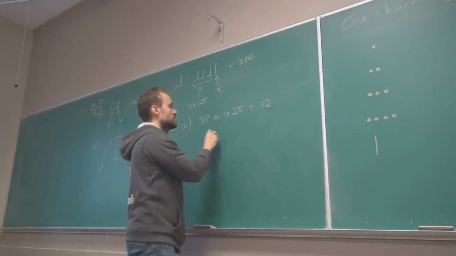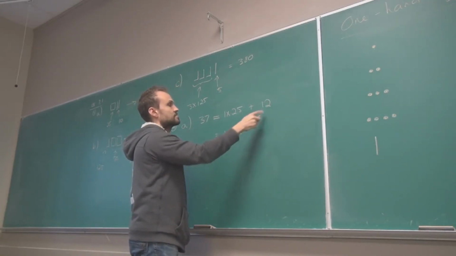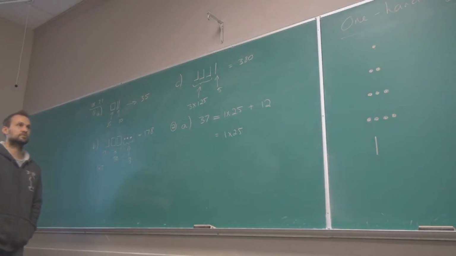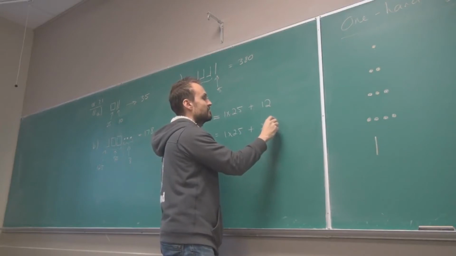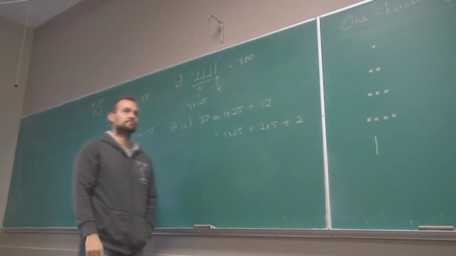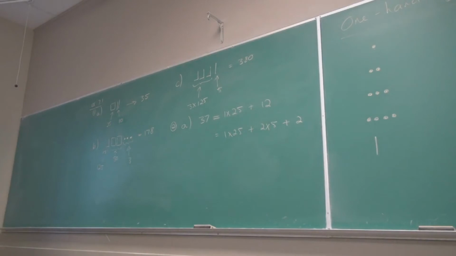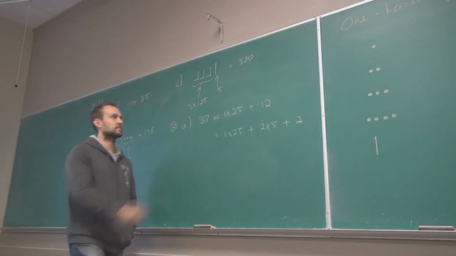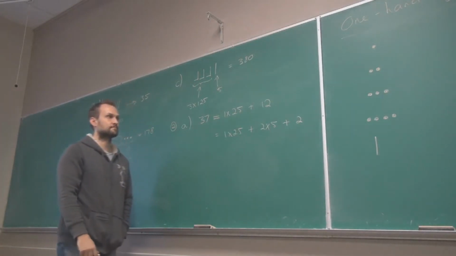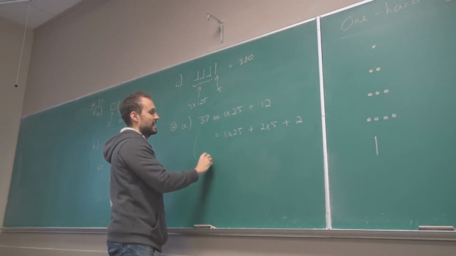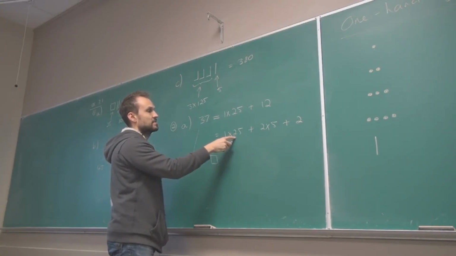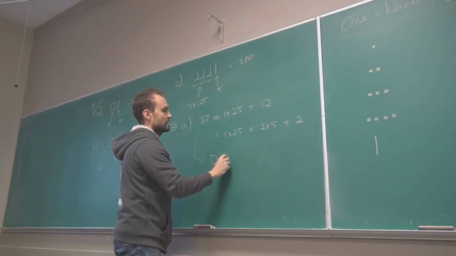12. But 12 is still too big for just rocks. So I can make that 2 groups of 5 plus another 2, or 2 singles. Okay. It's exactly the same as for the Babylonian conversion in this direction, just with 5s. So now 37 will be, this will be a hand, 1 hand, 2 fingers, and 2 rocks.